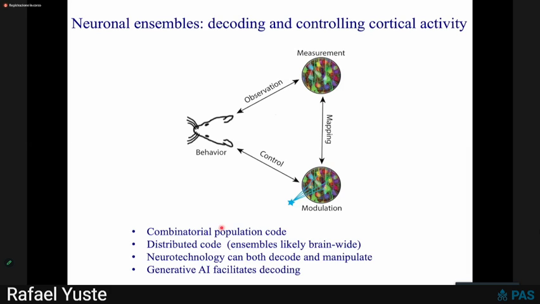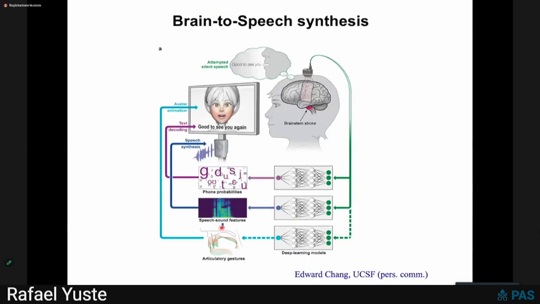And the application of generative AI has also greatly advanced the decoding of brain activity with other neurotechnologies, and we heard a lot already in this meeting about it. I just wanted to show you one example from the work of Eddie Chang at UCSF, who recently recorded the activity of the motor cortex of a paralyzed woman who had a stroke in the brainstem, and so she couldn't talk.